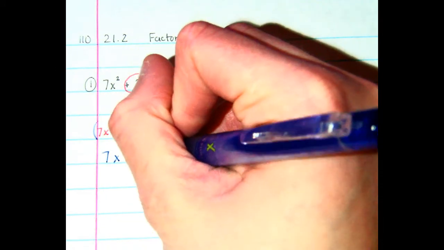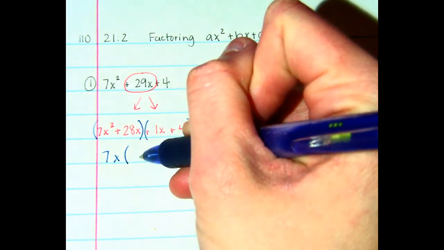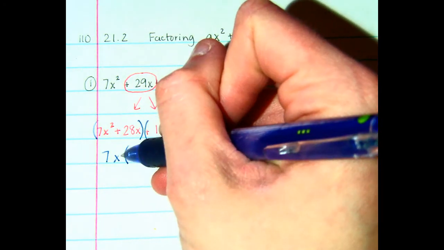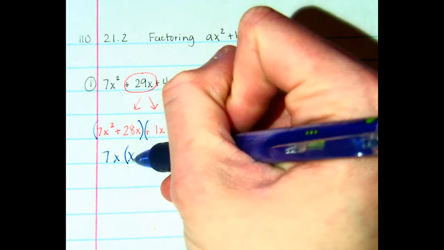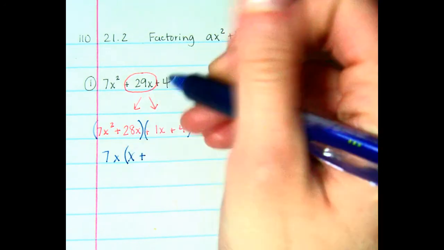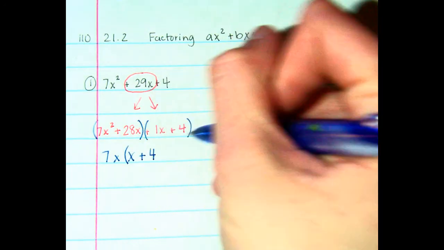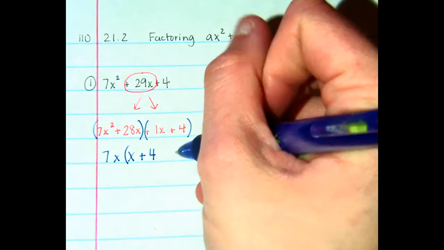7. 4 wouldn't go into 7, that's why it's not 4. Okay, so if I'm dividing, 7 divided by 7 is 1, so I don't need to put that 1. What is x squared divided by x? Plus 28 divided by 7? 4, that's where that 4 came from. We had 1x and we took 1 out.